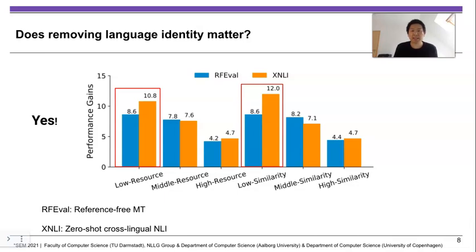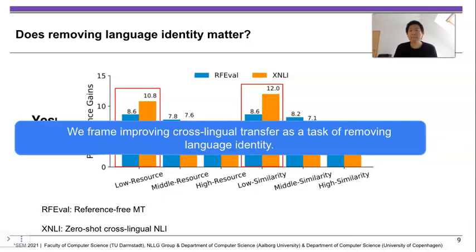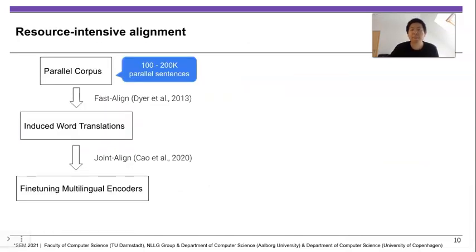By doing ablation tests over 19 languages and over 2 NLP tasks, we found both solutions are quite helpful, particularly for lower resource languages and for languages that have the lowest similarities with English. Now we can make a justified framing. We frame the task of improving cross-lingual transfer as a task of removing language identity. Now we will dive into our investigated solutions one by one.